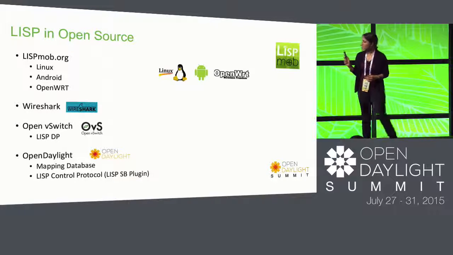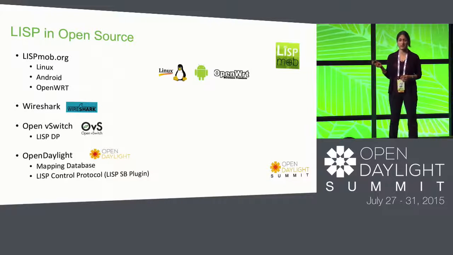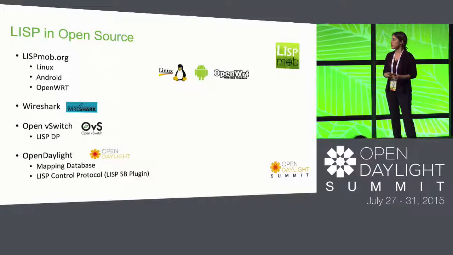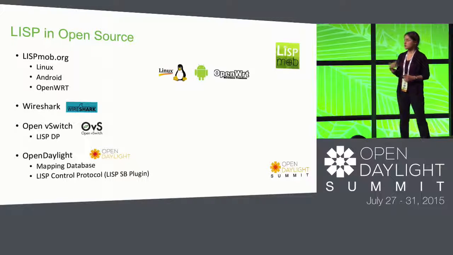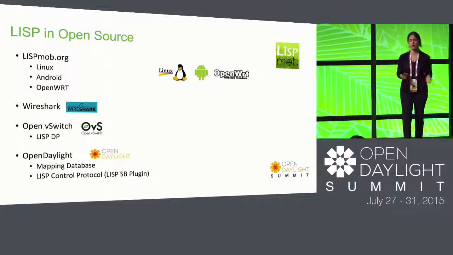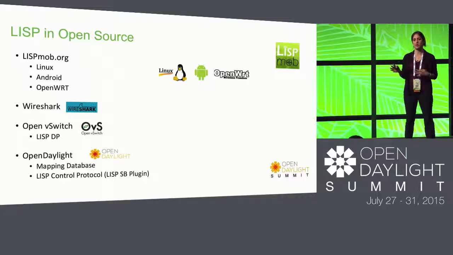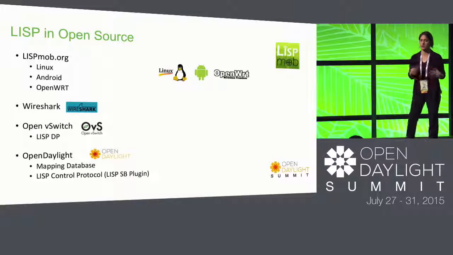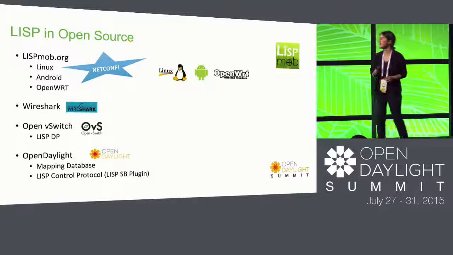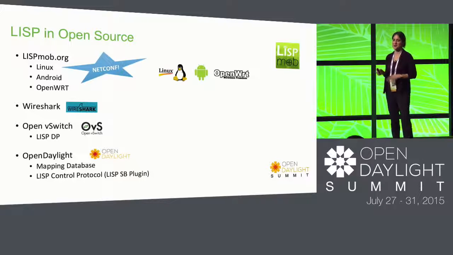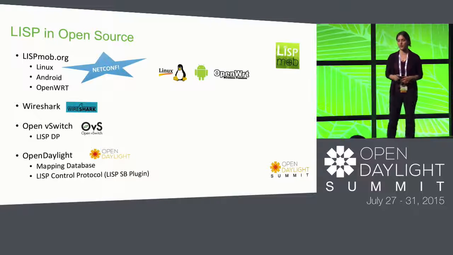The other places: in OpenVSwitch, as I said, we have Lisp data plane support in OVS. We also have mapping database support in ODL, as we just saw, and also the Lisp control protocol support as a plugin. And there's also Wireshark support for the Lisp encapsulation and the control protocol. So you can run Wireshark and see Lisp control protocol messages, and it dissects the header, and you can see everything there, which is very helpful for development and debugging. And now LispMob has Netconf support, which is one of the parts that we're going to show in the demo. So we can actually provision LispMob, which is the open source Lisp implementation on Linux, with Netconf and dynamically modify that.